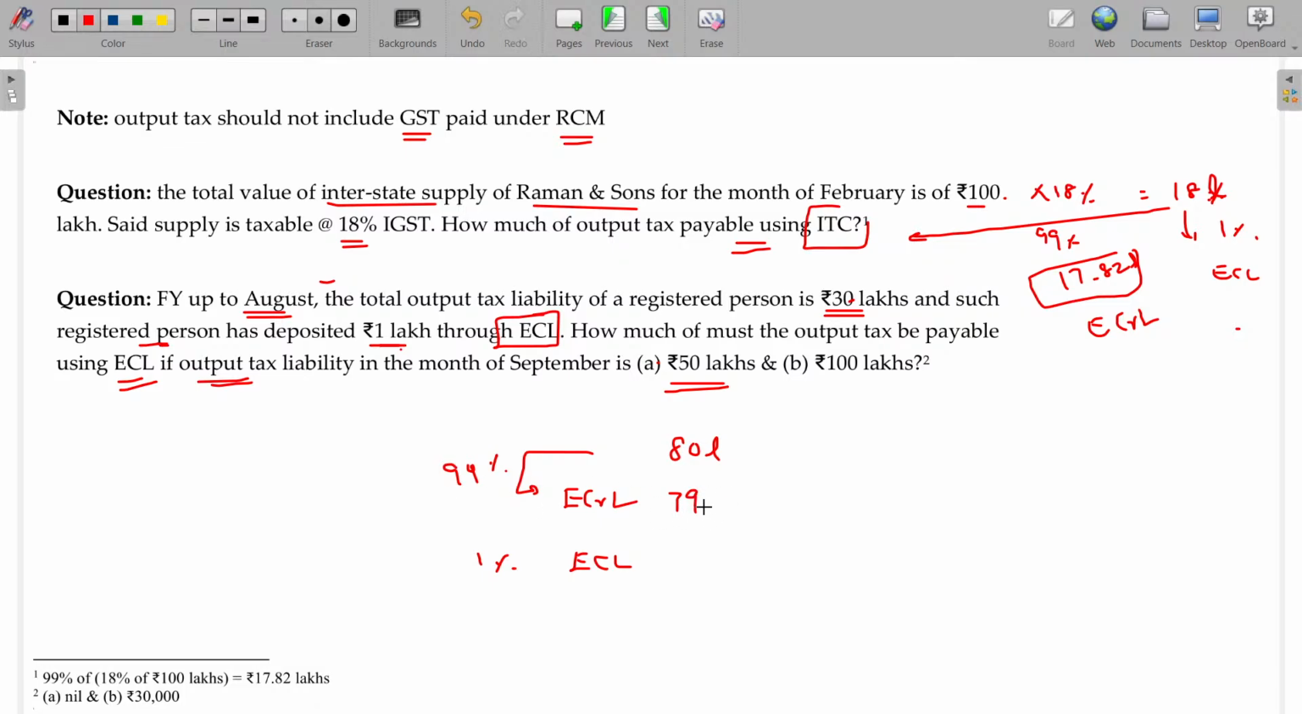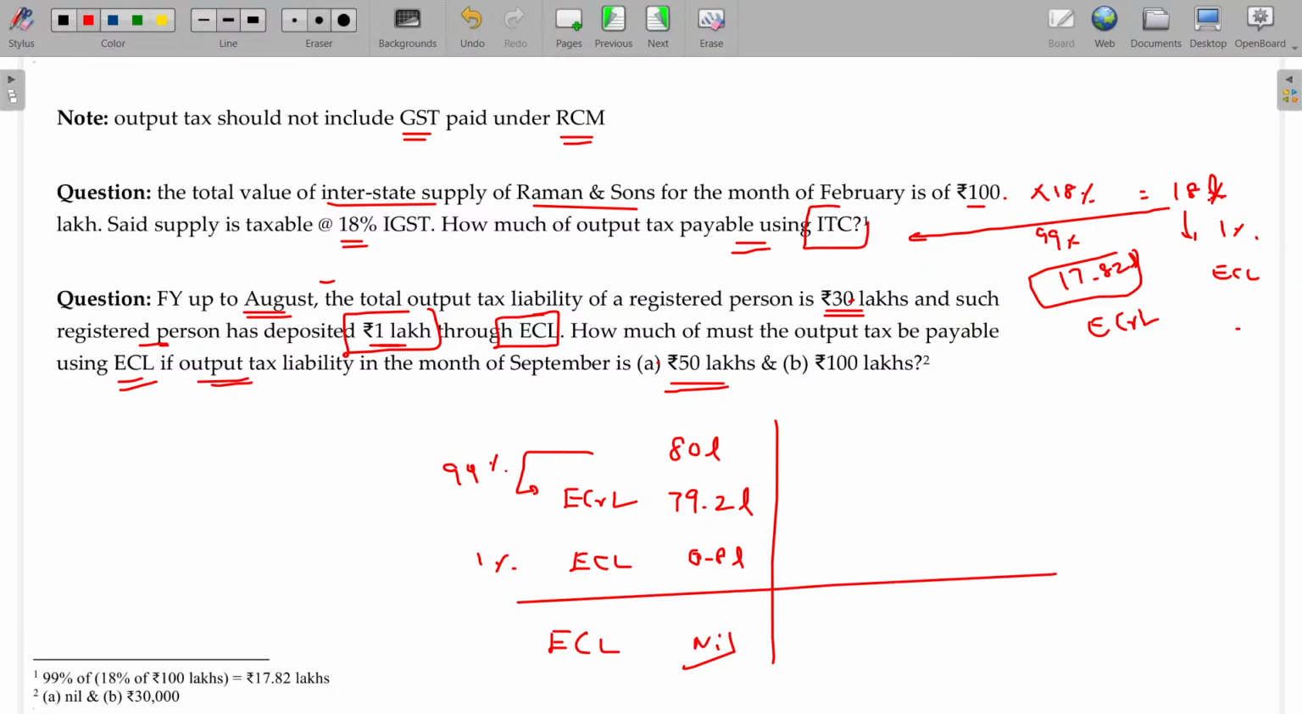99%. 79.2 lakhs. Electronic cash ledger being 0.8 lakhs only. But last year we paid how much? 1 lakh. Cumulatively they will be eligible. So no problem. Okay. What about the payment required through electronic cash ledger? Nil. No need to do any payment through electronic cash ledger in this one.